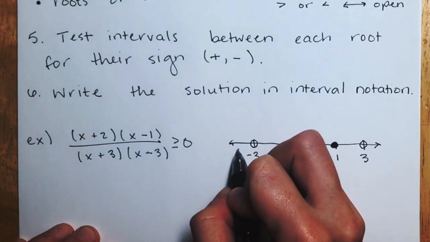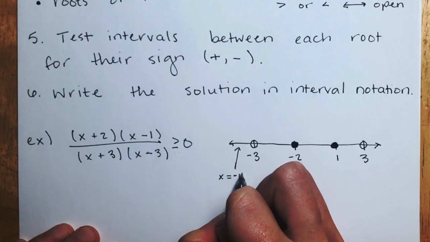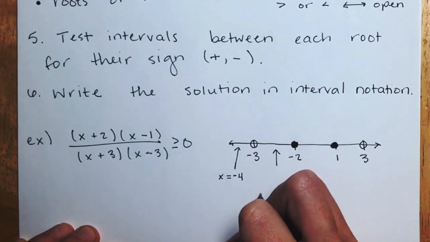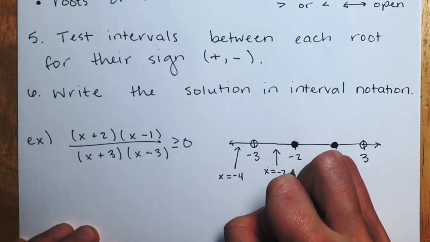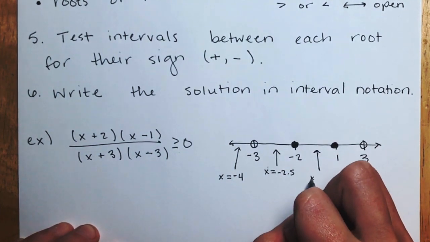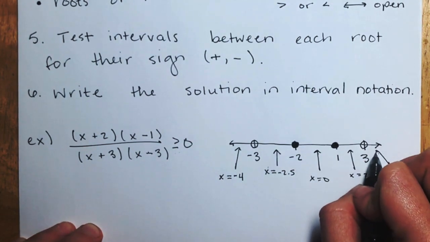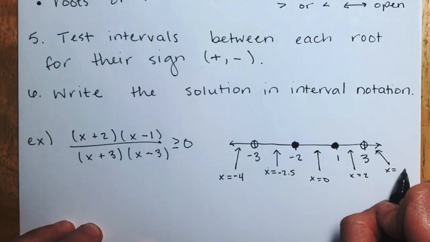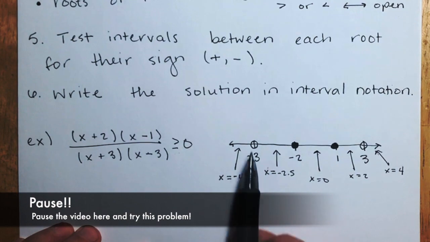So let's test some values. Let's say we test x equals -4. Let's say we test x equals -2.5, x equals 0, x equals 2, and maybe x equals 4. So why don't y'all take a second, pause it, and try to figure out these test intervals. So tell me whether these guys are positive or negative.